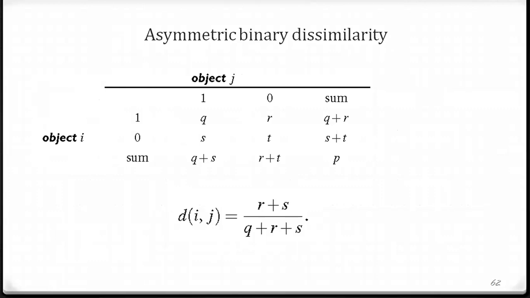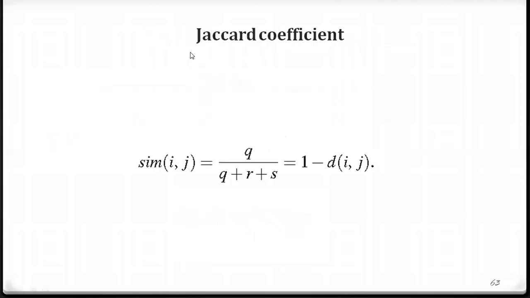So d of i comma j becomes r plus s by q plus r plus s. Here we are not considering the negative outcome, because we predicted it as HIV negative and it is actually HIV negative. So we are not considering t. We are considering r plus s by q plus r plus s, which is an asymmetric binary dissimilarity.